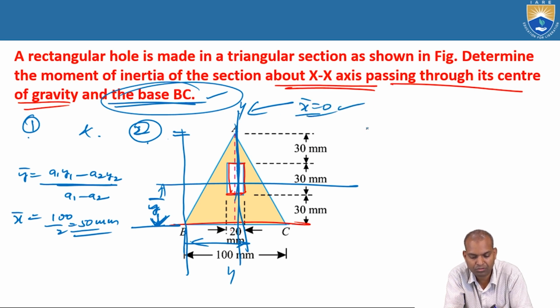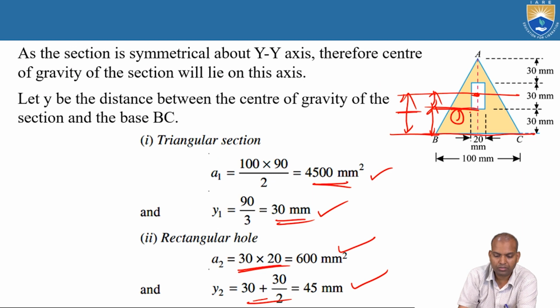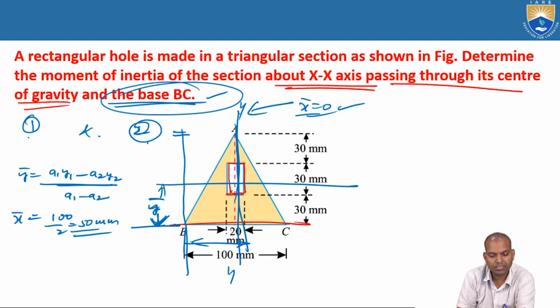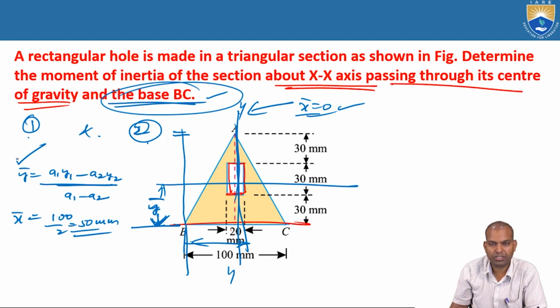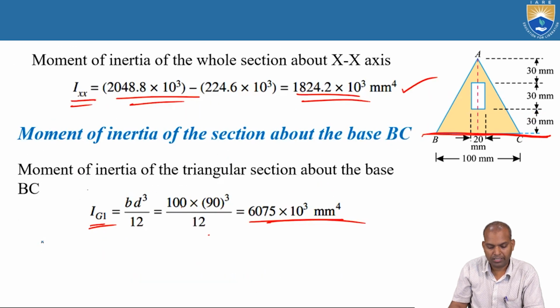That's why bar x equal to 0. Based on consideration of the reference axis, we'll get bar x and bar y. All right. Now how did we find this bar y value? By substituting in this expression, that is (a1 y1 minus a2 y2) by (a1 minus a2), we'll get the bar y value.